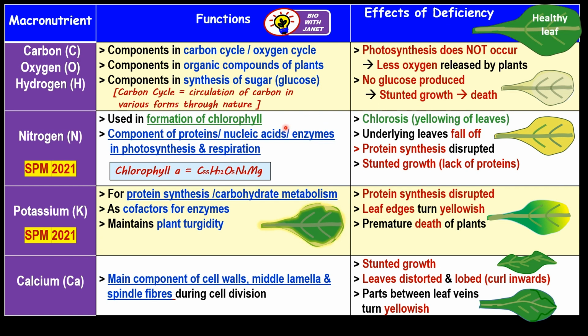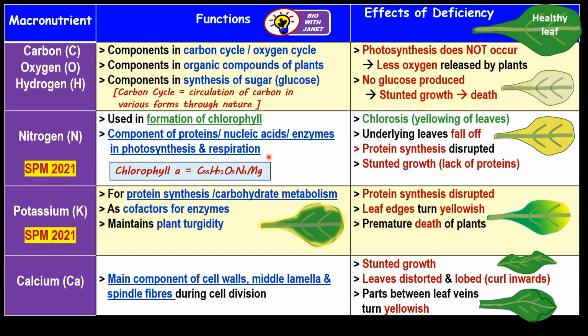Now, another important element is nitrogen, which was tested in SPM 2021, the first year of the KSSM syllabus. So you have to know the functions very well. What is the function of nitrogen? It is used in the formation of the green pigment called chlorophyll in the chloroplast. This chlorophyll is used to absorb light for photosynthesis. So if there's a deficiency of nitrogen, plants cannot synthesize chlorophyll, then there will be less chlorophyll in the leaves and there will be chlorosis, or yellowing of the leaves, because less chlorophyll is formed. Okay, so chlorosis means yellowing of the leaves.